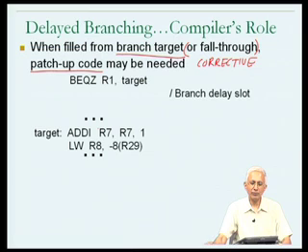Now if I am to move the addI instruction into the branch delay slot, then I do have to worry about the fall through path. Therefore, I am going to show you a label which is the fall through label. So there is some instruction at the fall through path.